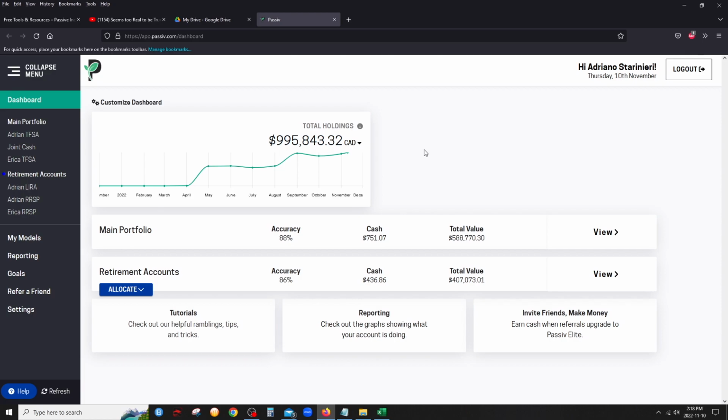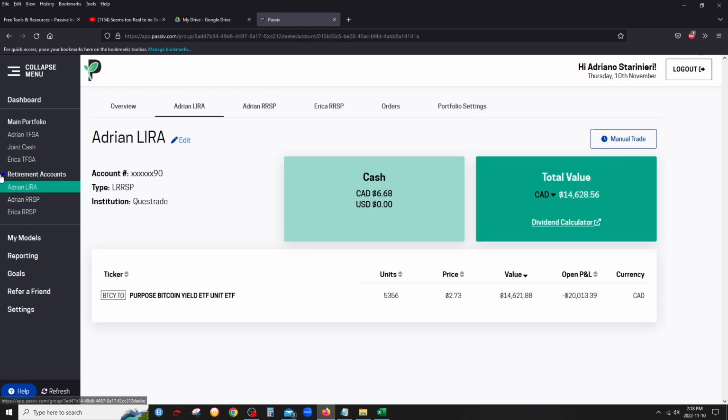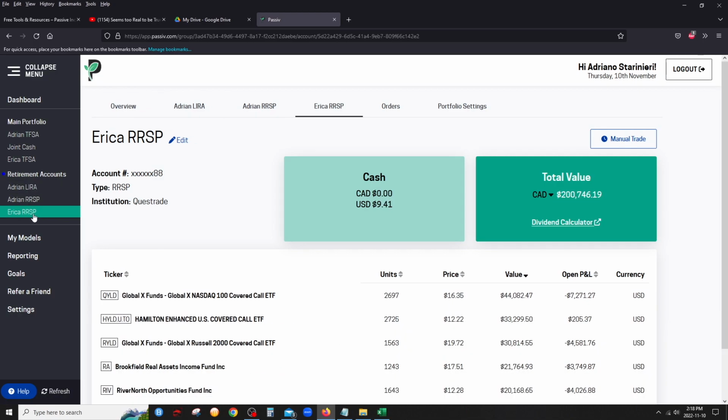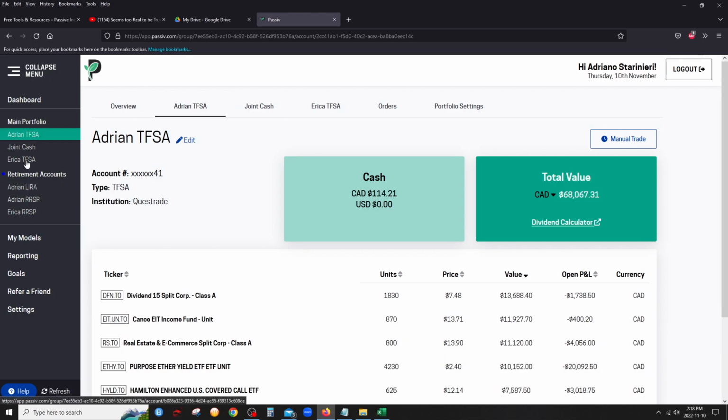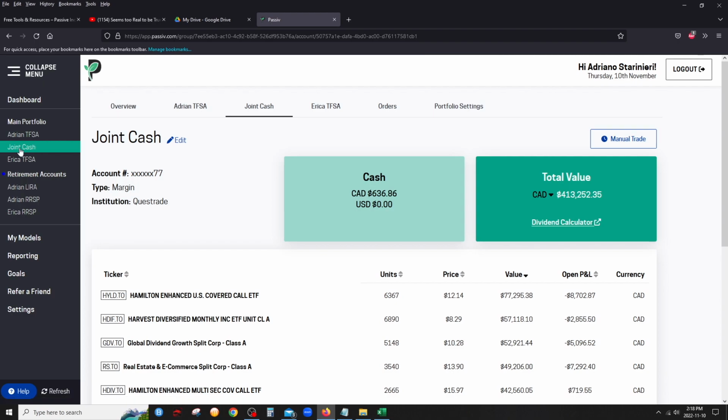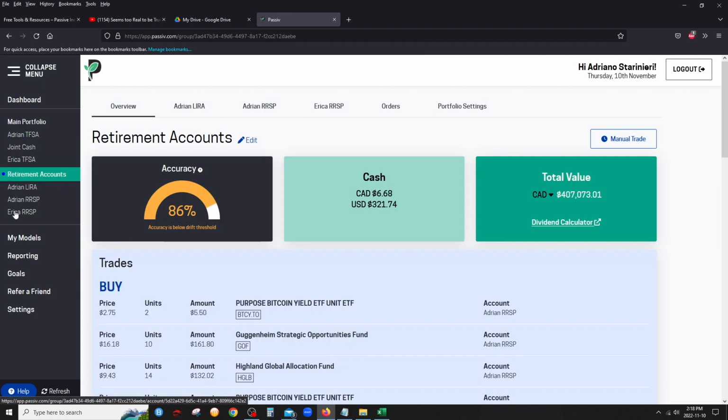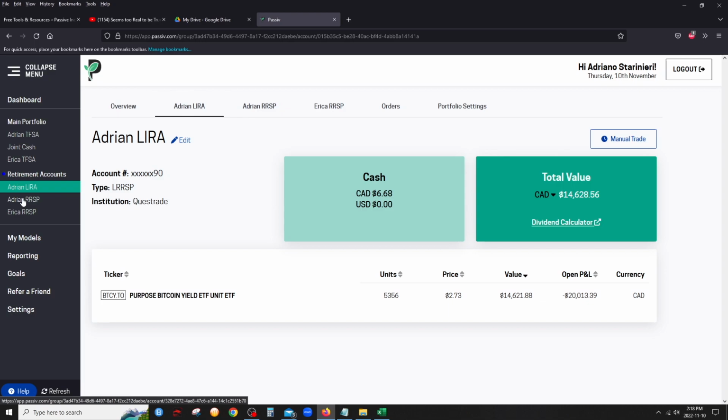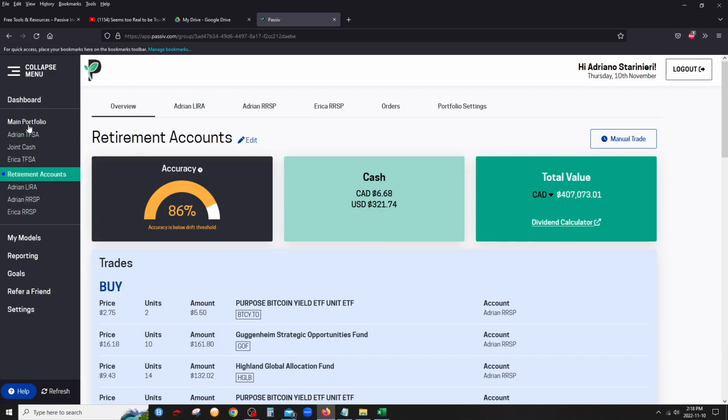In terms of structure, I basically like to look at it as I have two entities. In total, I have 6 accounts. I have my LIRA, my RSP, my wife's RSP, my TFSA, my wife's TFSA, and our joint cash account. The retirement account is entity number 1, which has the LIRA and the 2 RSPs, of course. So why is it separate? Well, because I'm not extracting any of the income. It's just accumulating, and I'll show you that in a second, of course. So that's entity number 1.